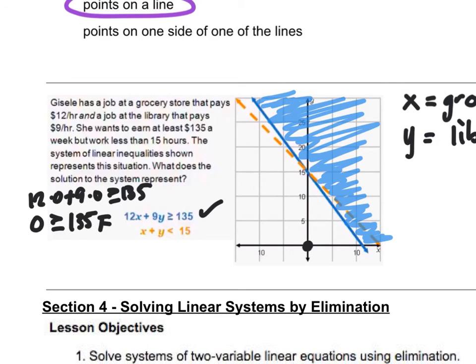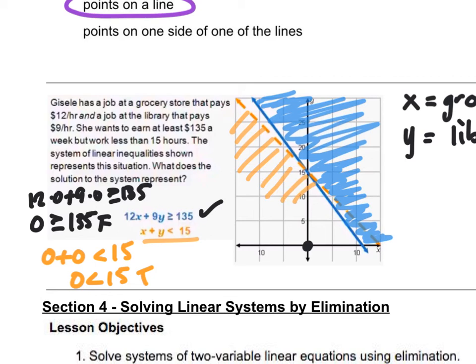All right, and then the next thing I want to do is plug 0, 0 into the bottom equation. So 0 plus 0, is that less than 15? And the answer is yes, 0 is less than 15. This is true. So what I would do is shade the side that has that point. So I would shade down below, and what we want to see is where they have a common shading ground. And that common ground is that slice.